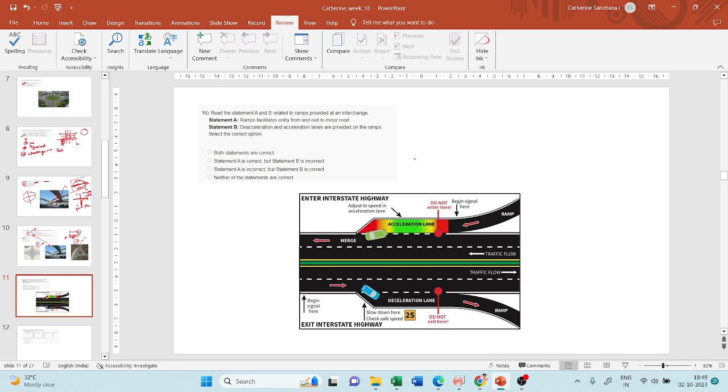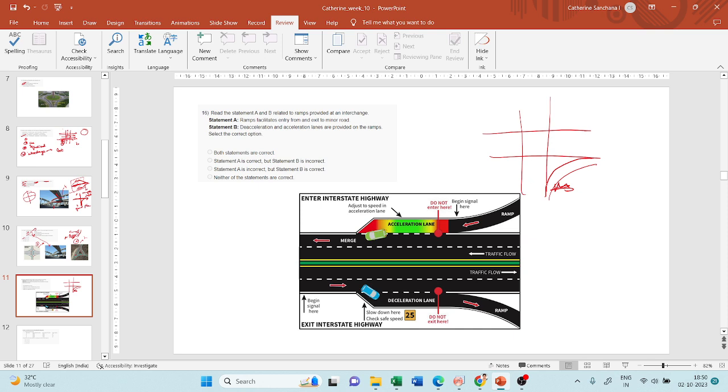Ramps facilitate entry from and exit to minor roads. So what we saw is ramps are roads connecting the two crossing roads, which are at two different levels, right? So ramps can be like this. Ramps can be provided as loop ramps. There are many ways of providing ramps.